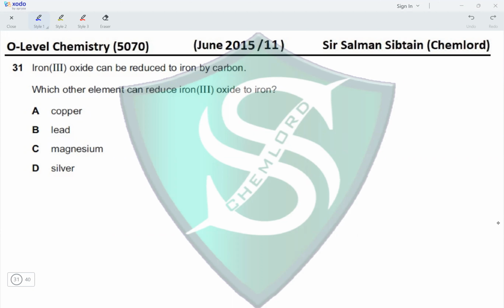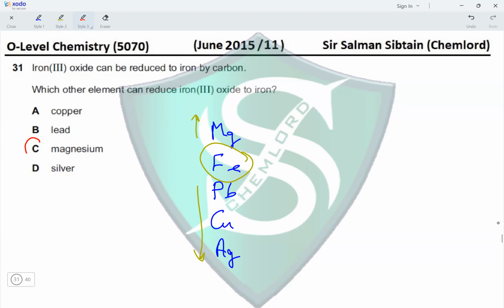So, out of the given options, copper, lead, magnesium, and silver, we have magnesium, which is above iron. We've got lead, which is below iron. We've got copper, which is below lead, and we've got silver, which is below copper. So, out of these four, only magnesium is more reactive. Lead, copper, and silver are less reactive, making option C the correct option for this question.